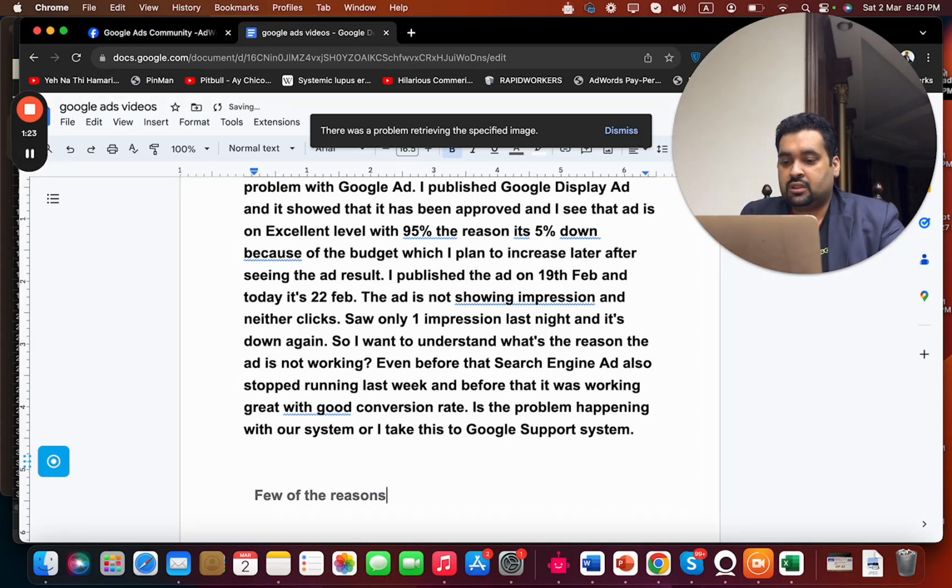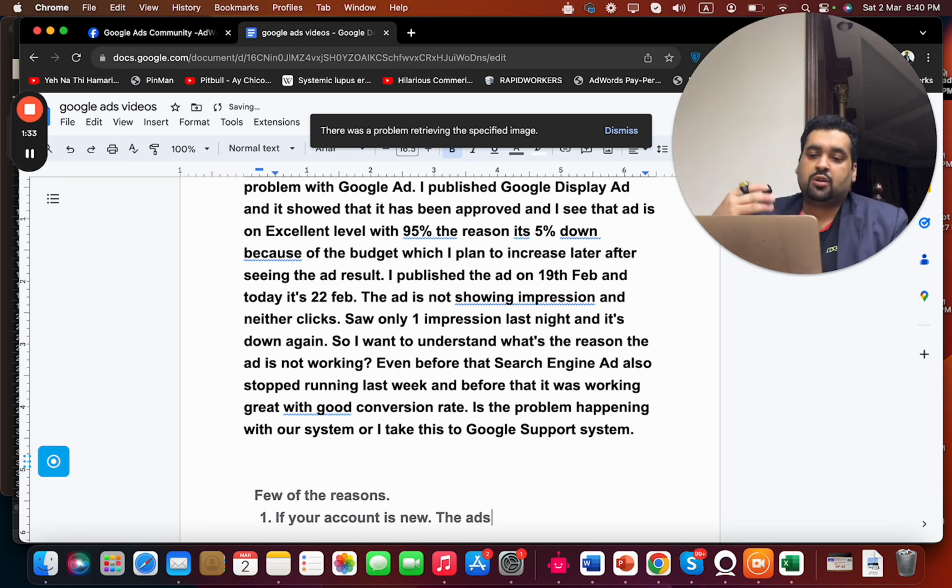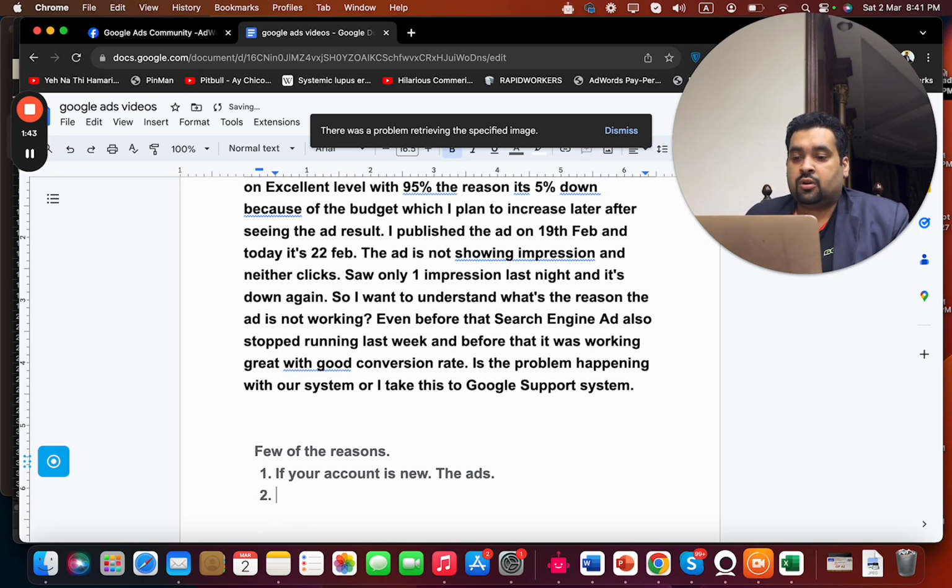Okay, a few of the reasons. Number one, if your ad is new, if your account is new, this happens with a new account, that the ads don't show. But because you have said that you were running a search engine ad as well, which stopped running last week, I assume that your account is old, so this case does not apply. And because you are also telling me that the search engine ad was working very well and suddenly it also stopped working, what exactly happened?